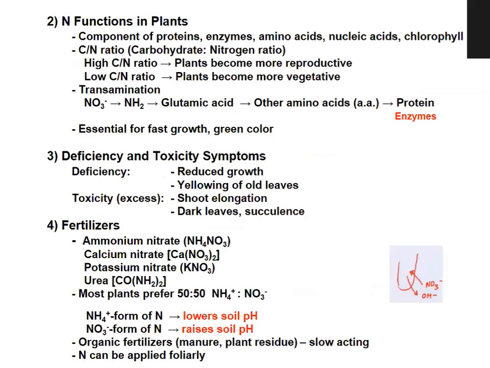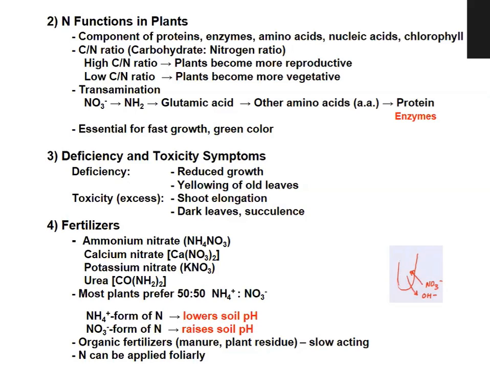Okay, let's start with the functions of nitrogen in plants. Nitrogen is a component of all proteins, enzymes, amino acids, and nucleic acids. It is required for the CN ratio, the carbohydrate to nitrogen ratio. With a high CN ratio, the plant becomes more productive, as carbohydrate is produced with the help of nitrogen in the chlorophyll. With a low CN ratio, the plant shows only vegetative growth.